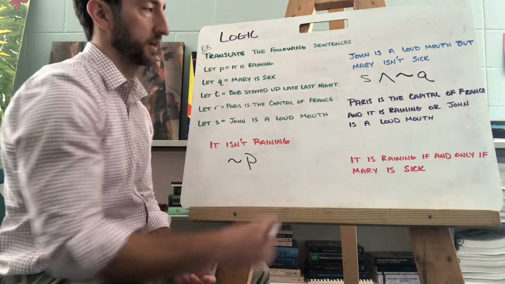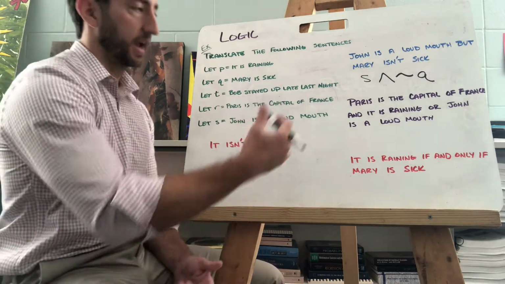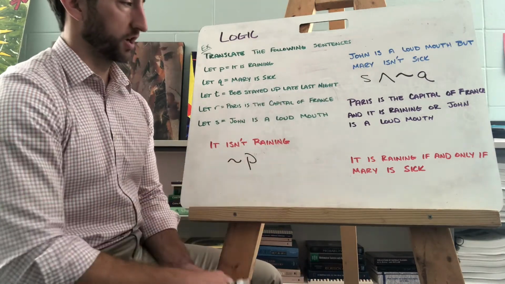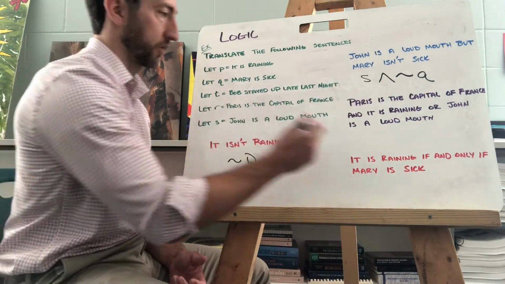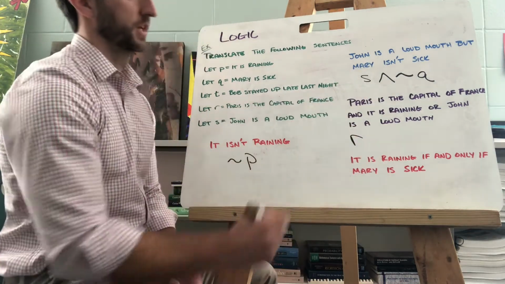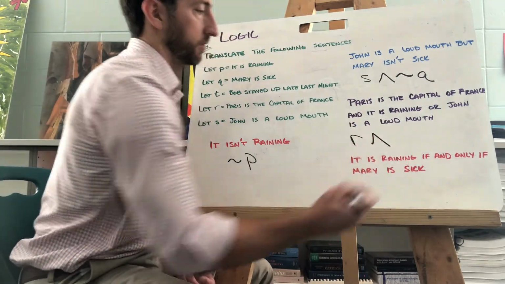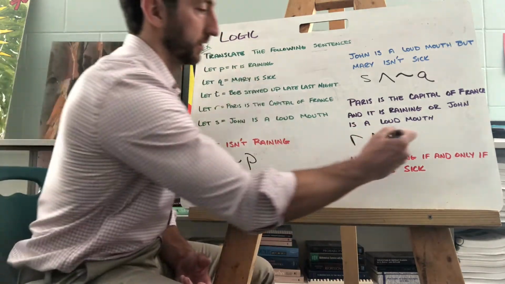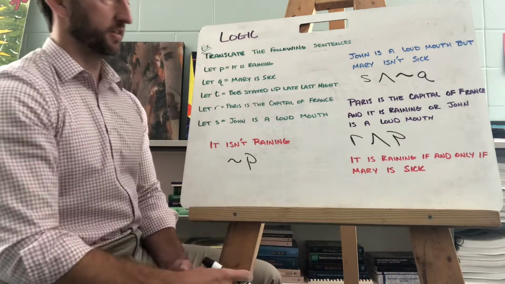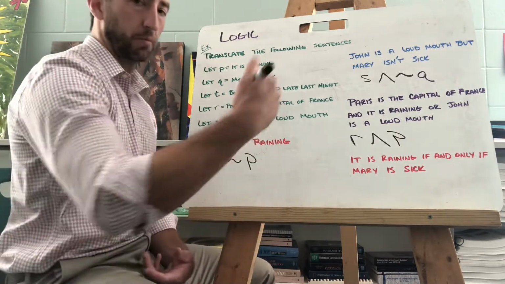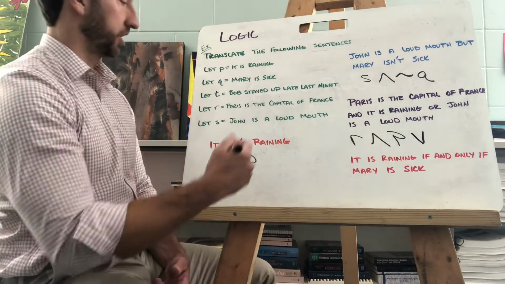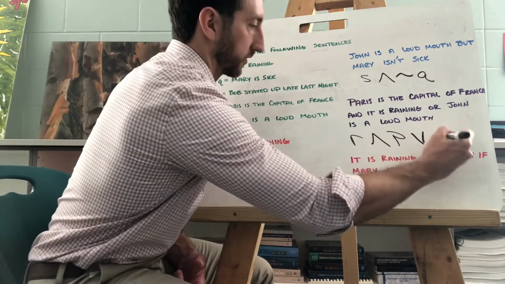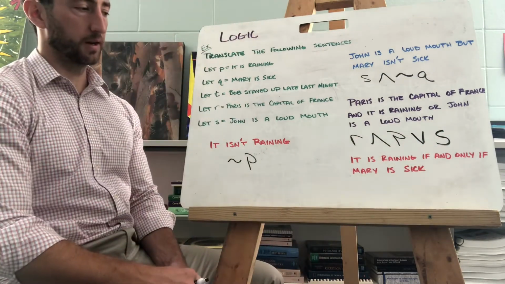The next one is Paris is the capital of France, and it is raining, or John is a loudmouth. Paris is the capital of France, that is R. And then it says, and it is raining. It is raining is P. And then it says, or John is a loudmouth. Remember, or is the thing that looks like a V. And John is a loudmouth is going to be S. So that's what that one looks like.